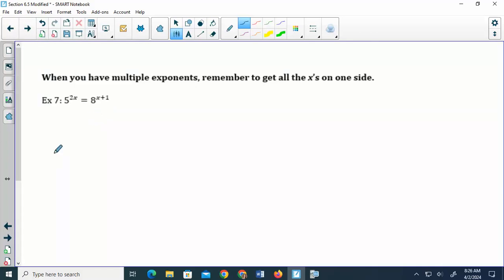So if I'm looking at this one, 5 to the 2x equals 8 to the x plus 1. So it's a little bit different because we have exponents on both sides of the equation. Common base, unfortunately, doesn't work. 5 and 8 don't have anything in common. So we have to start with our log.